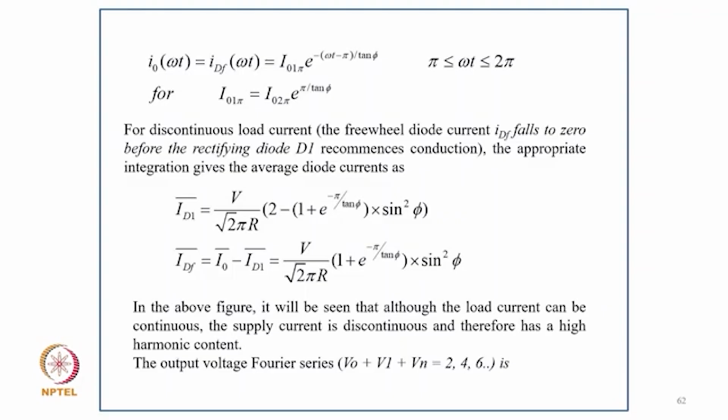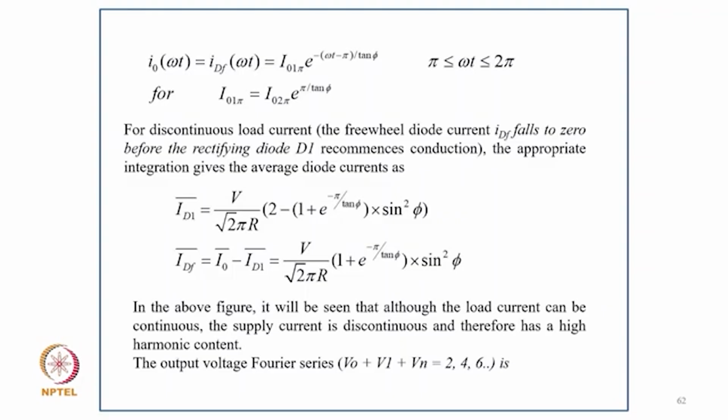The appropriate integration gives the average diode current as ID1 equal to V upon root 2 pi R in bracket 2 minus e to the power minus pi upon tau into bracket 1 plus e to the power minus pi upon tau, into sin square phi, and IDF equal to I0 minus ID1. So that is V upon root 2 pi R in bracket 1 plus e to the power minus pi upon tau, into sin square phi.